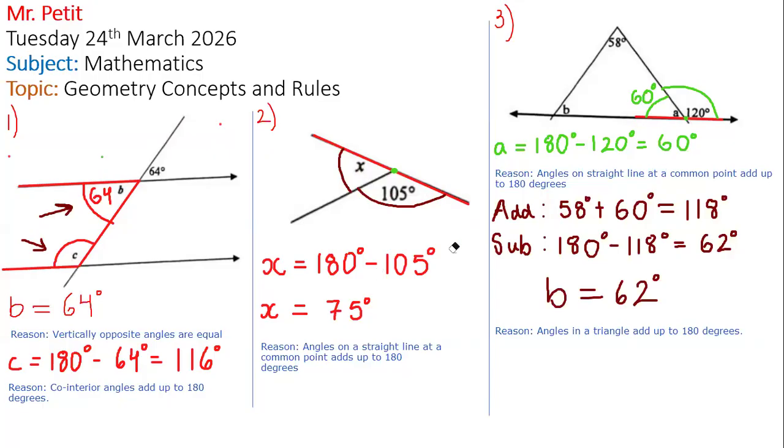All right, next we have this one. So we know that we have A and we have 120 degrees. Remember the rule now, angles on a straight line at a common point add up to what? Angles on a straight line. 180 degrees. Very good. So if this is 120, what is A going to be equal to? If one of the angles is 120, we know that both of them must add up to 180. What's the missing one going to be equal to?